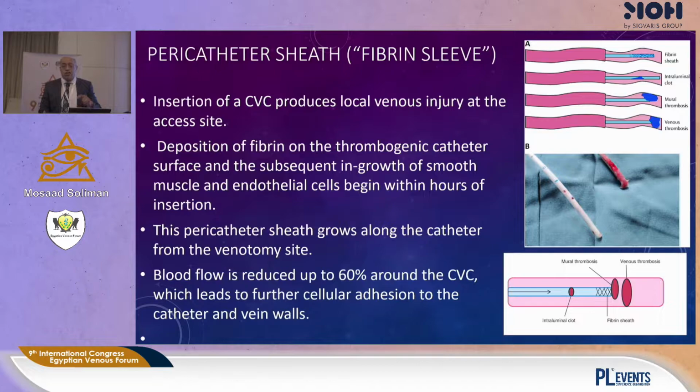And this sheath is further activated by movement of the catheter, movement during suction, movement during infusion, movement of the patient from side to side. This will further induce injury of the endothelium at the tip of the catheter, and later on will induce more fibrosis, forming the pericatheter sheath, in addition to reduction of the flow inside the vein by around 60%, which further activates fibrin deposition around the catheter.